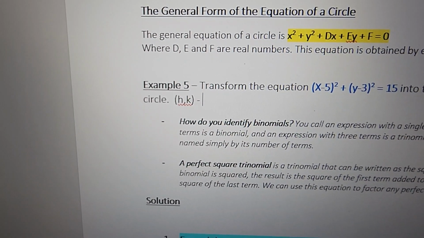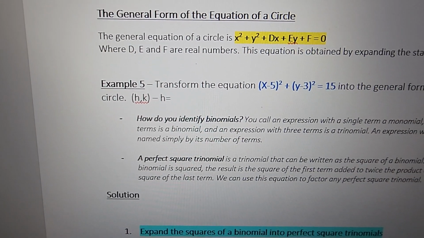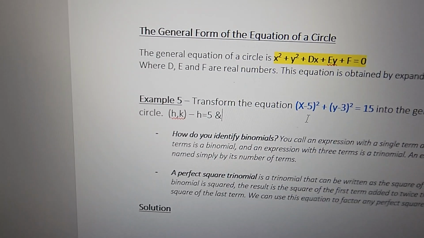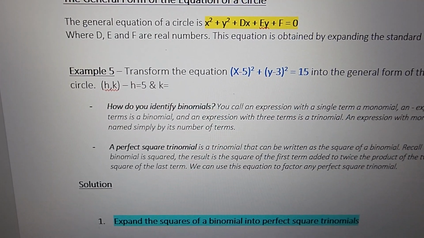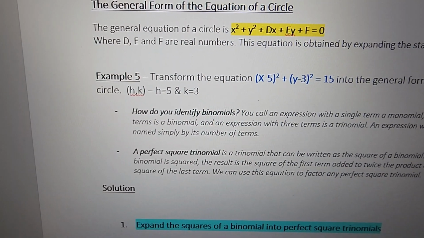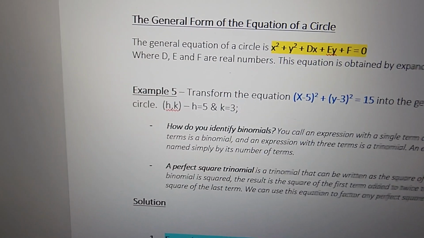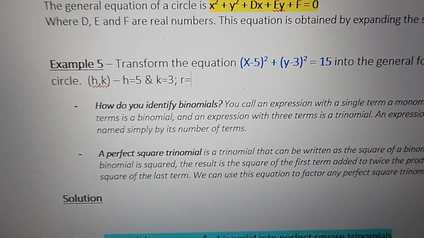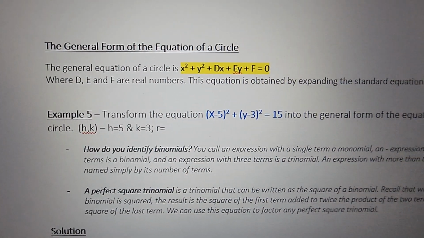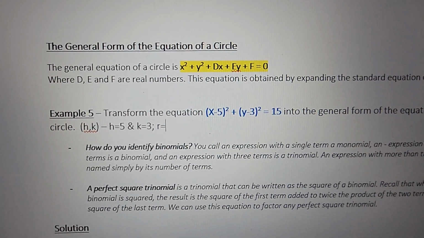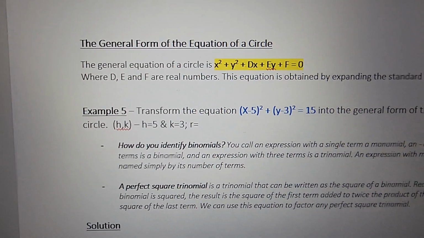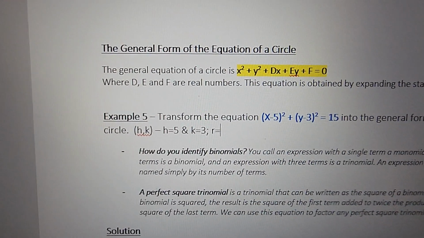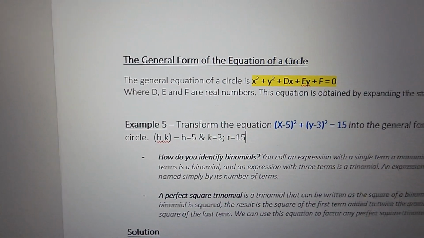So the value of h is 5, and the value of k equals 3, and the radius equals the square root of 15, because the radius here is r squared. This 15 is equivalent to r squared. So if you will take the square root of 15, what is the square root of 15? Square root of 15.